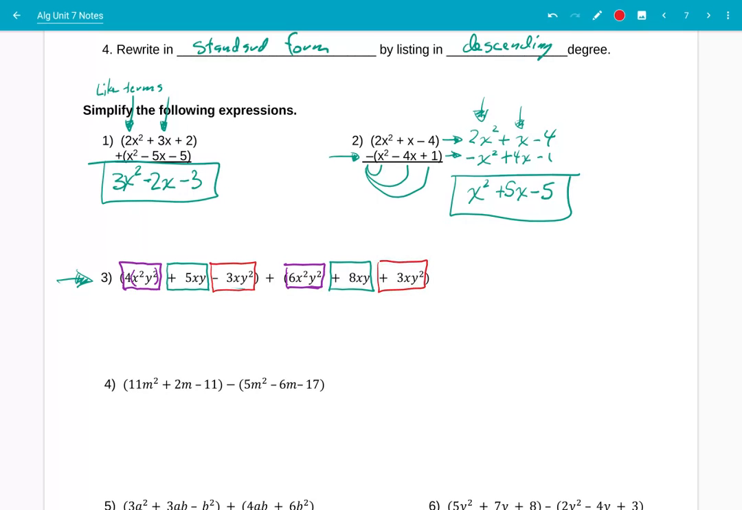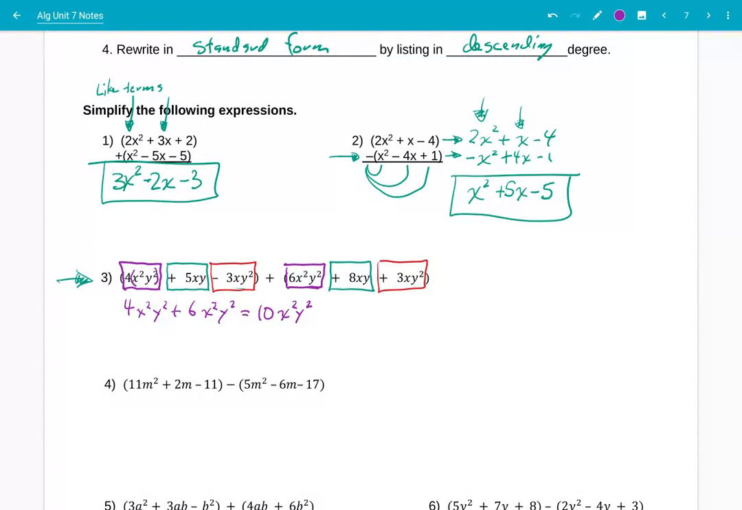Okay, so I've got 3 different types. So now I'm going to add the purples together. 4x squared y squared plus 6x squared y squared. Well, that's just 10x squared y squared.